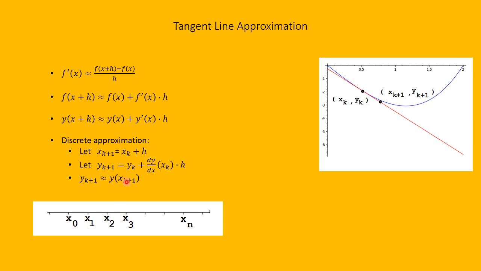And so we have a number line here, an x-axis, let's say, with points x0, x1, x2, x3 through some x sub n. And the distance between adjacent x sub i's, the length of this little subinterval, is h.